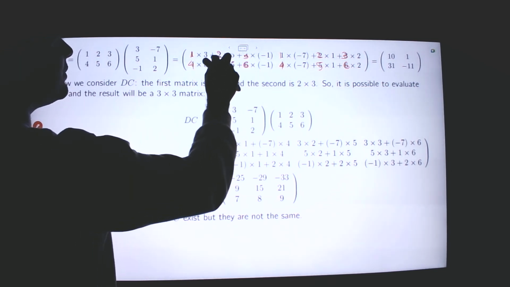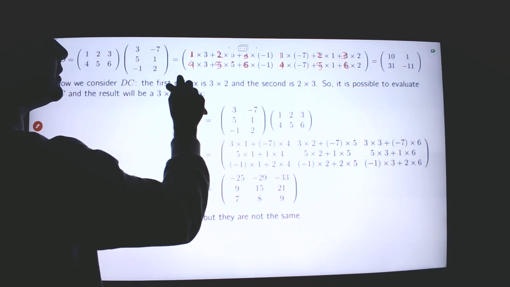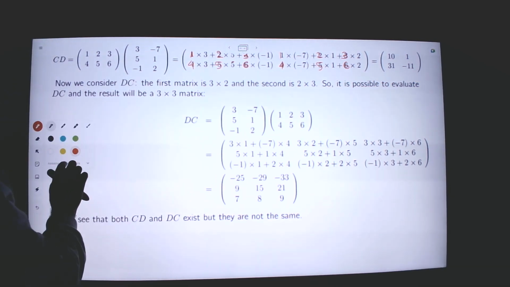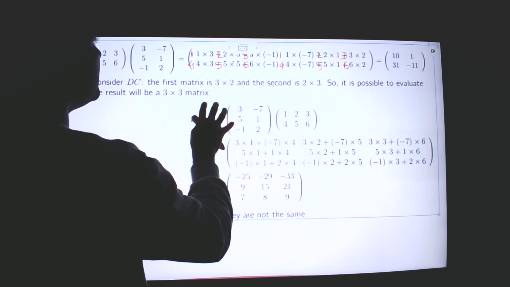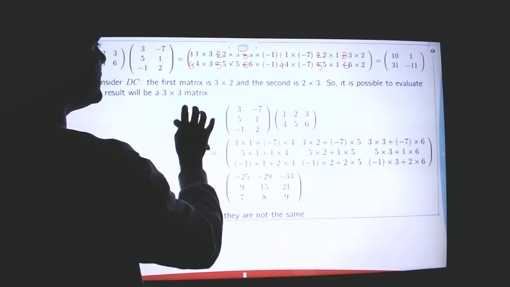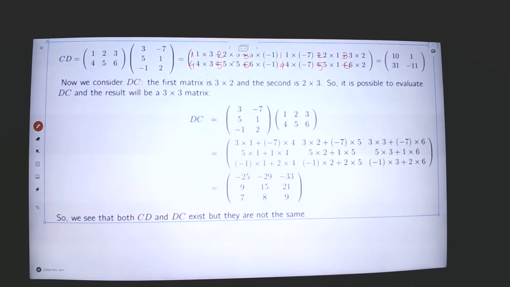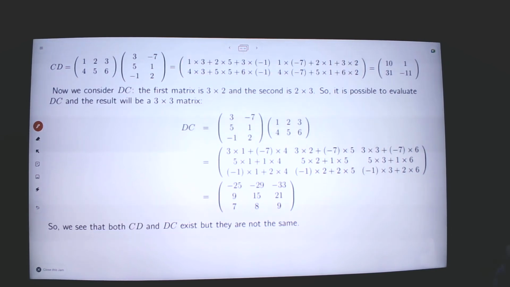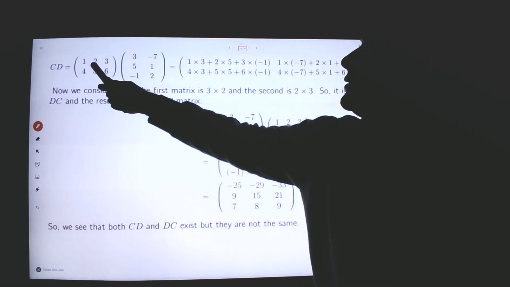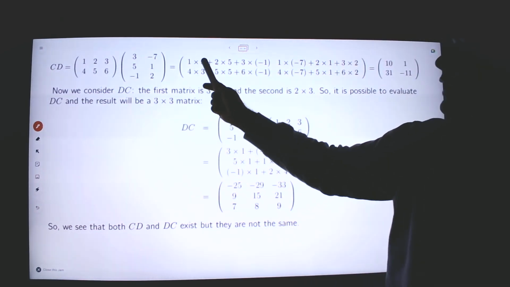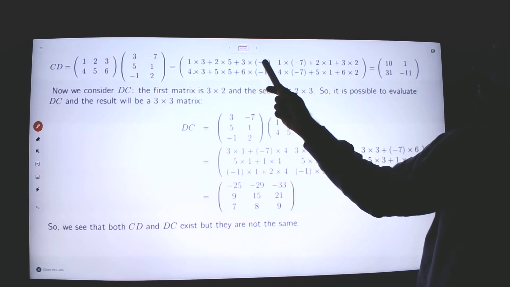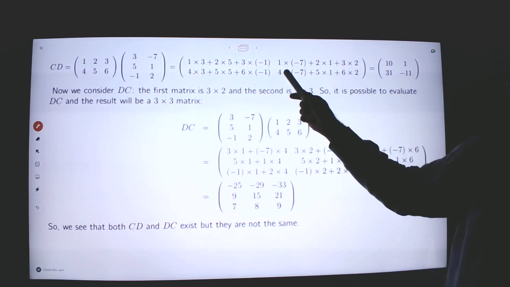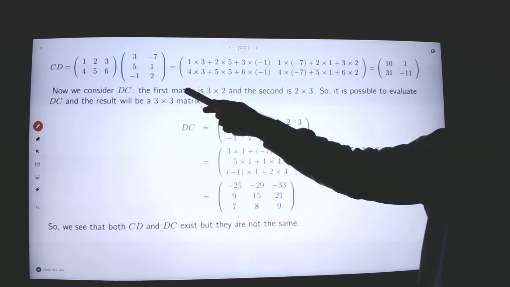Let me just clear that one. I need to adjust that bit now. Here, if you have a look, 1, 2, 3, 4, 5, 6 is here, and you repeat the same: 1, 2, 3, 4, 5, 6. So that's the first matrix.